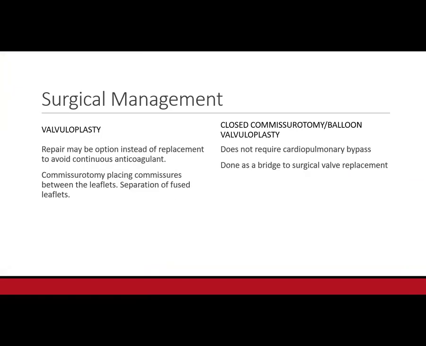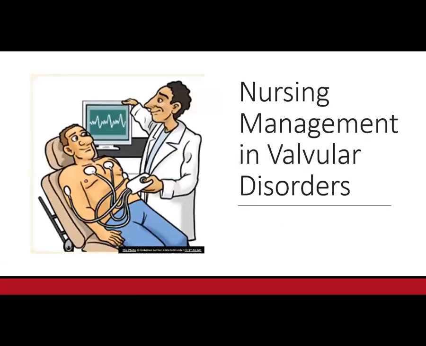So these are our surgical management that we talked about. We've got our valvuloplasty. Repair may be optional instead of replacement to avoid continuous anticoagulant. So we might just repair it so that way we don't have to have them getting a whole new valve. Commissurotomy separates the commissures between the leaflets, separation of those fused leaflets. The balloon valvuloplasty does not require cardiopulmonary bypass, done as a bridge to surgical valve replacement. So a lot of times they'll do this and then they get ready for them to go into valve replacement.